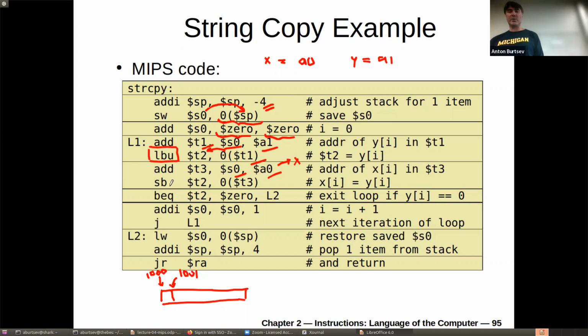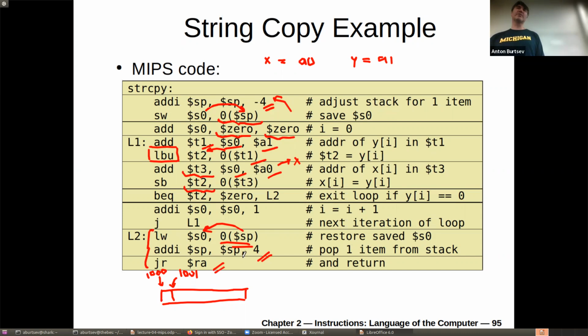And here you say store byte. Remember, T3 contains the index itself, and you're saving T2, which contains the byte which you loaded from a string. Then you check for equality: if T2 suddenly is 0, you branch to L2. L2 says that's the end of it. We will restore S0, which is here on the stack, back into S0, deallocate the space which we allocated here, and return from a procedure.